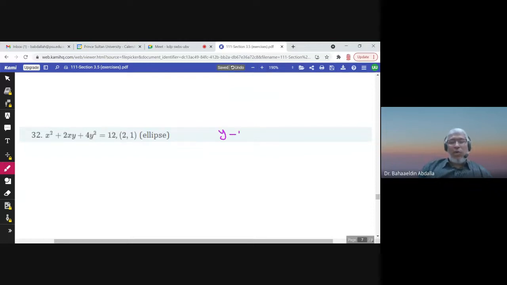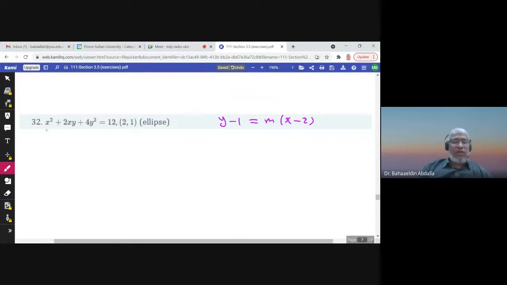Similarly, y minus 1 equals m times x minus 2. Let us find the derivative. The derivative of x squared is 2x, plus a product: the derivative of 2x times y is 2 times y plus 2x times y prime. The derivative of 4y squared is 8y y prime, equals the derivative of 12, which is 0.